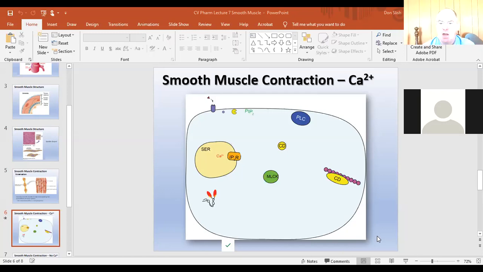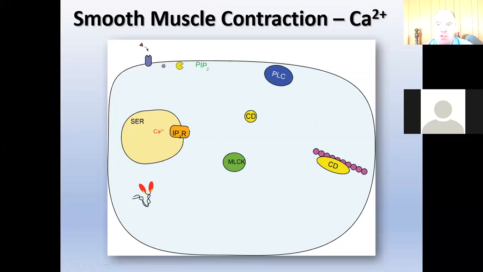Now let's talk about how it actually works. You're going to be really blown away by this intense animation I have here.